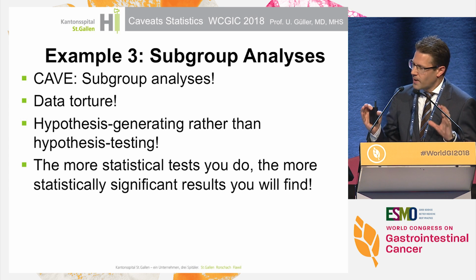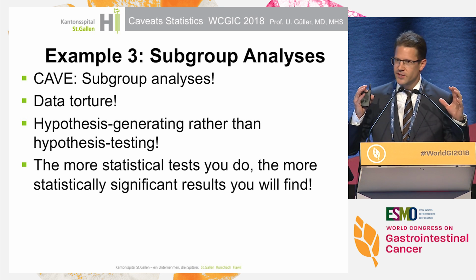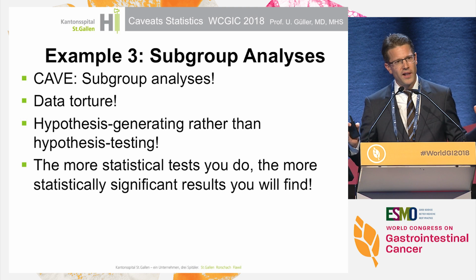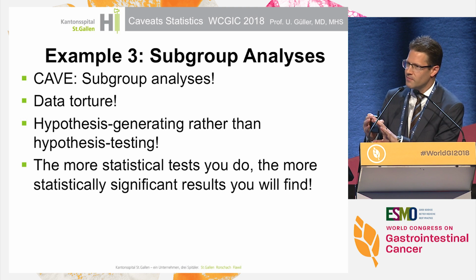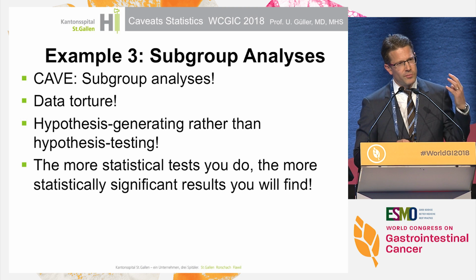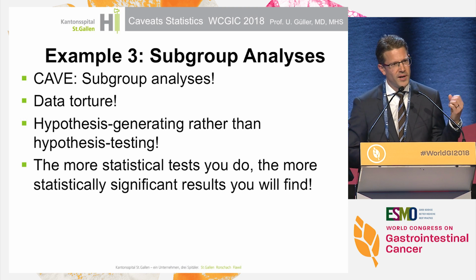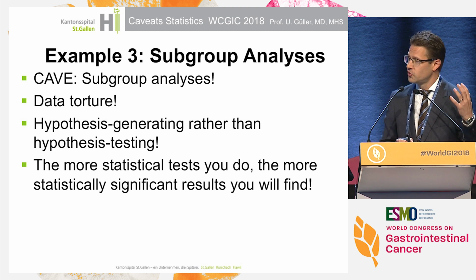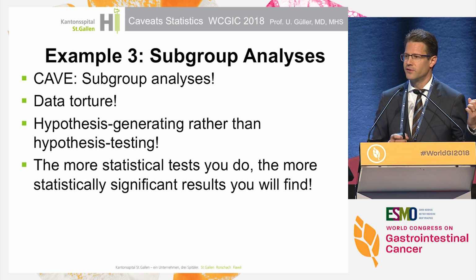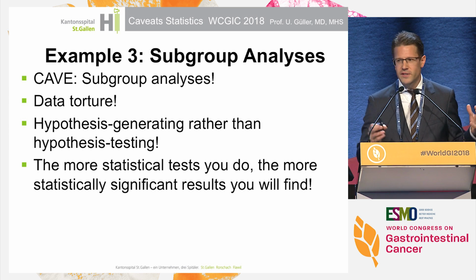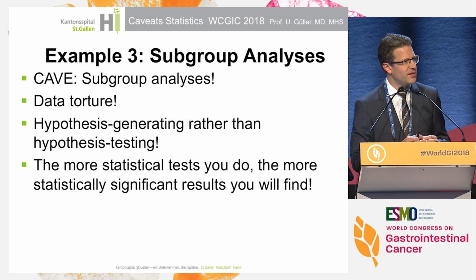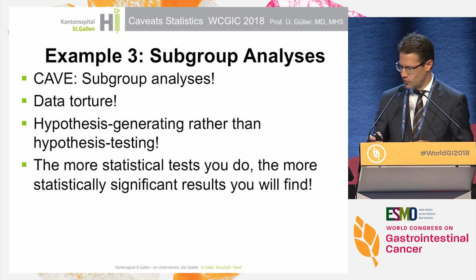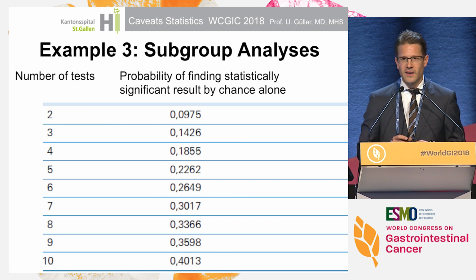So be careful about subgroup analysis. There's data torture. If an overall trial is negative, then you look at a variety of subsets: data torture, data massaging, we call it. Results from subgroup analysis are hypothesis generating rather than hypothesis testing. And of course, the more statistical tests you run, the more likely you are to get a statistically significant result. This is a table.